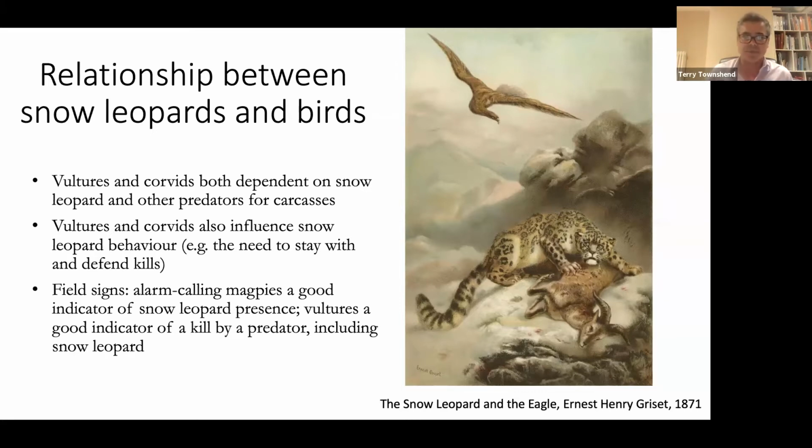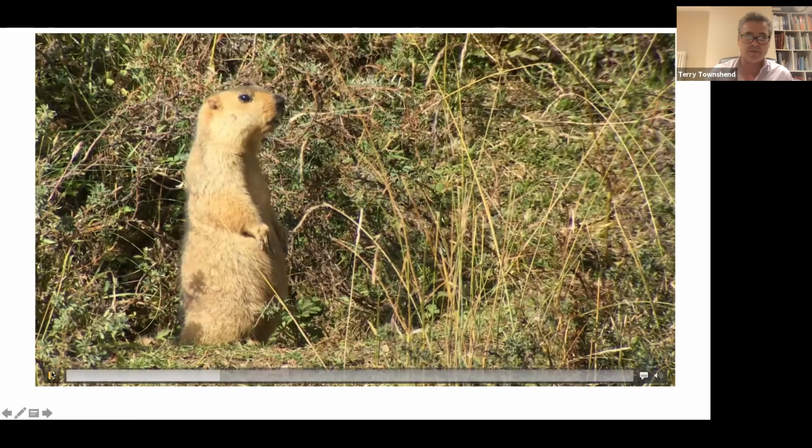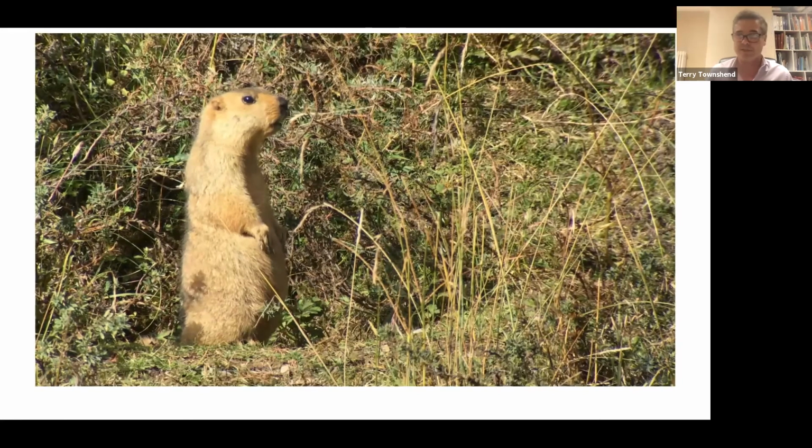And so I've got a little video here of a marmot just giving an alarm call. So what he's saying in marmot language is snow leopard. And so if you get two or three marmots in different places calling, you can triangulate by seeing the direction they're looking, and potentially find the spot that they're looking at, and focus your search on there. And it could be a wolf, it could be a snow leopard, it could be a dog, but it's a good thing to look out for.